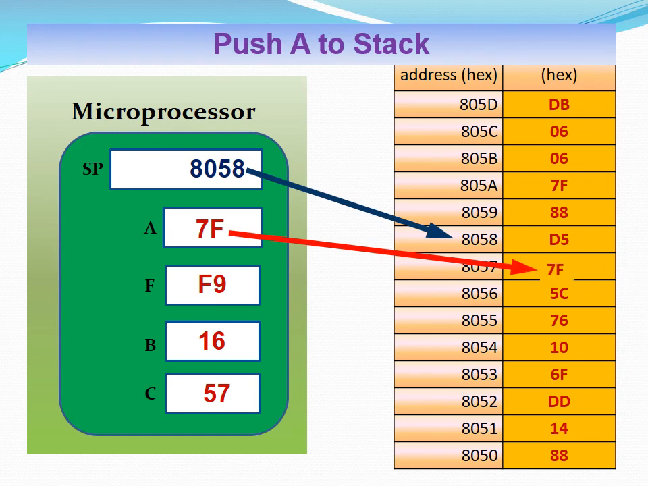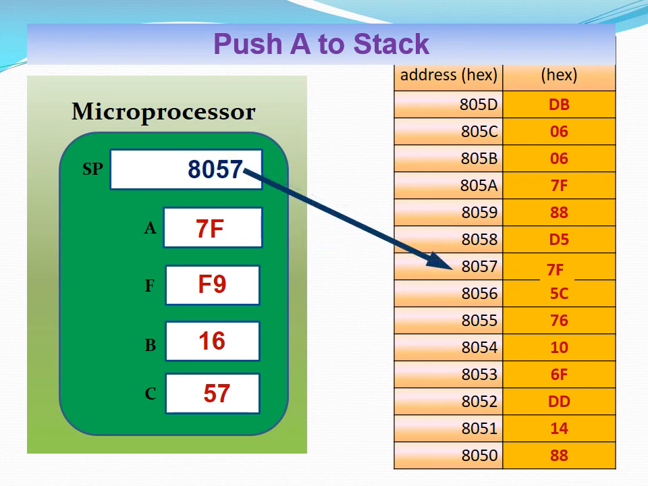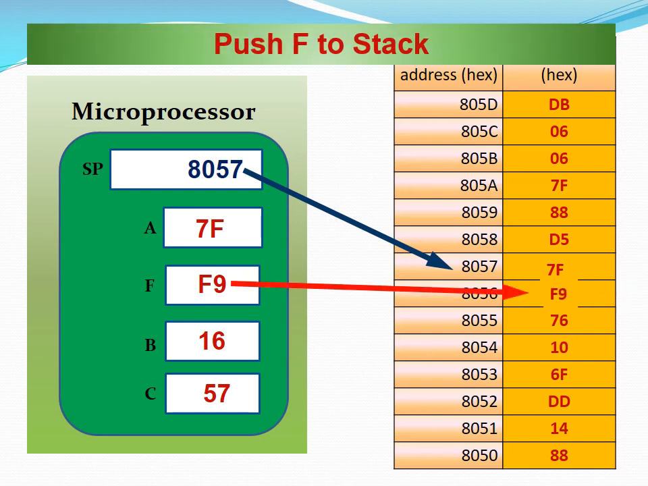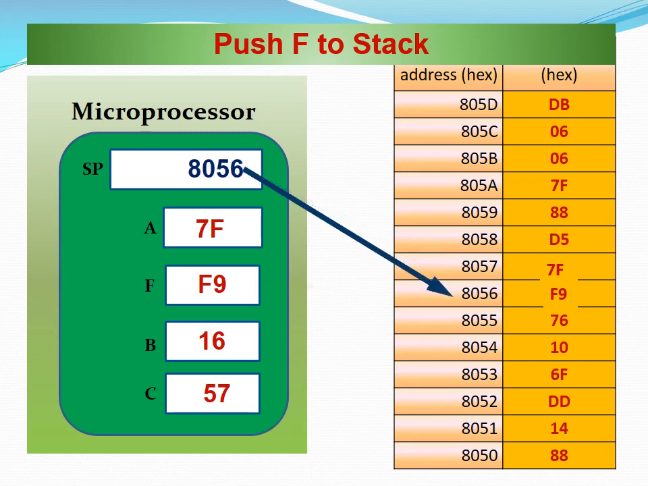If A is pushed to the stack, the contents of A are stored in memory location 8057. This is a location that follows the last location that contains valid stack data. The stack pointer is decremented from 8058 to 8057 so that it points to the new top of the stack. If F is pushed to the stack, the contents of F are stored in memory location 8056. The stack pointer is decremented from 8057 to 8056.